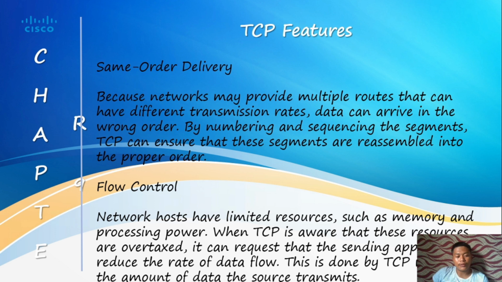Flow control. Network hosts have limited resources such as memory and processing power. When TCP is aware that these resources are overtaxed, it can request that the sending application reduce the rate of data flow. This is done by TCP regulating the amount of data the source transmits.